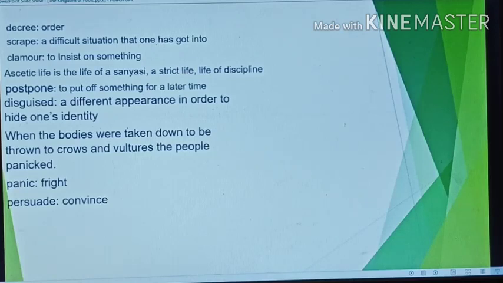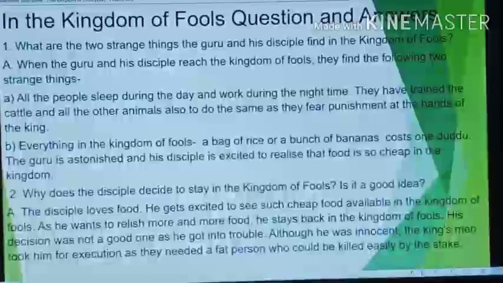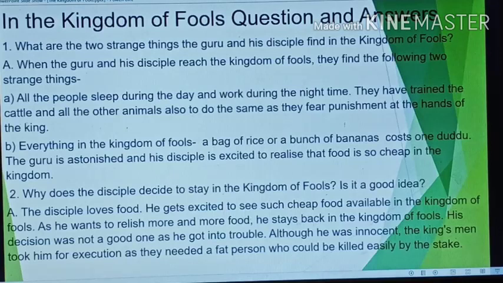Clamor, to insist on something. Ascetic life is the life of a sannyasi, a strict life of discipline. Postpone, to put off something for a later time. Disguised, a different appearance in order to hide one's identity. When the bodies were taken down to be thrown to crows and vultures, the people panicked. Panic, fright, persuade, convince. Let us discuss the question answers of this chapter.